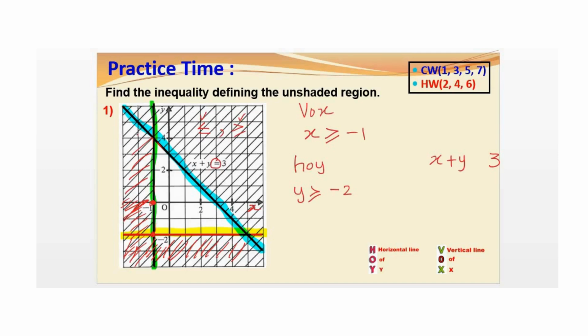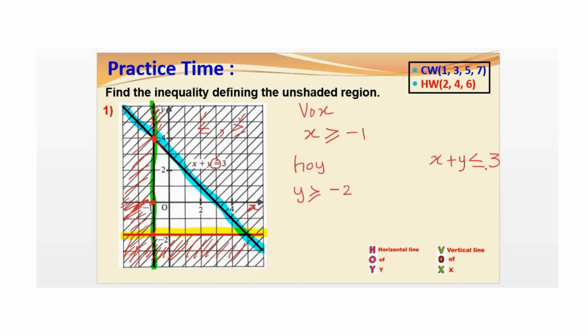How will I decide? I will go to this y-intercept, the point where this slanting line is touching the y-axis. Clearly you can see the greater values are not there. They are shaded. So it means we have the lower values in this area, right? So it will be x + y ≤ 3, right?